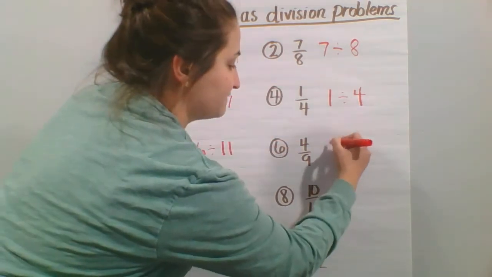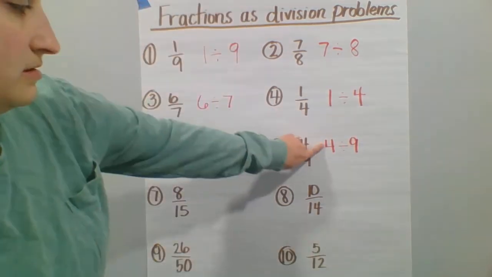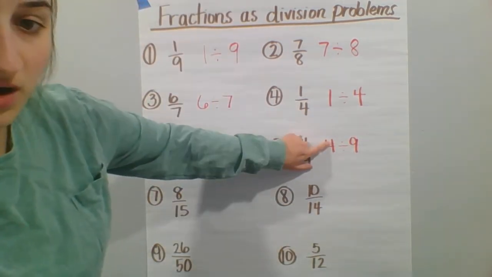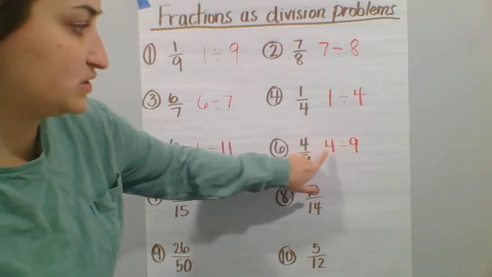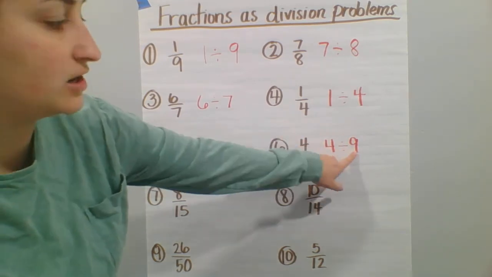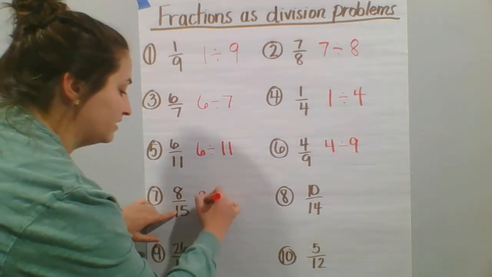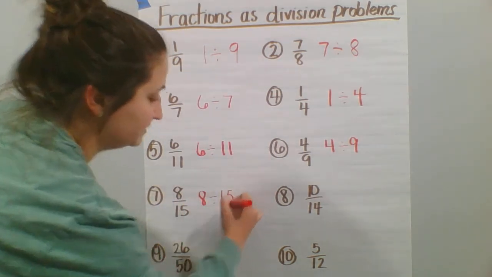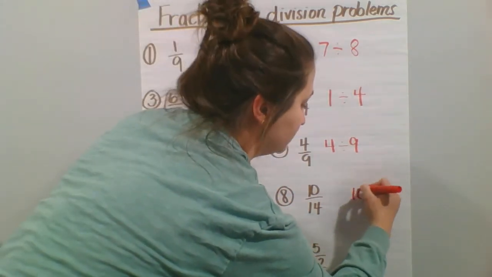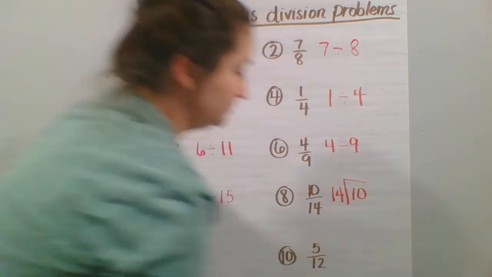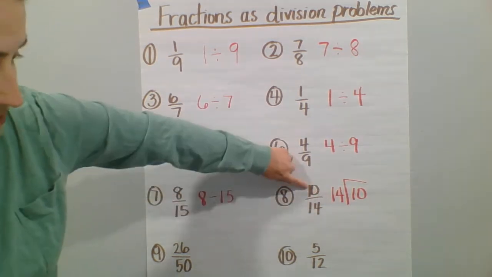Number 6, we have 4 divided by 9. So remember that first number, we're dividing the 9 by 4. So if we did this, it'd be this number on the inside, this number on the outside. So this is our dividend on the inside and our divisor on the outside. We have 8/15. 8 divided by 15. 10/14. You could also write it as 10 divided by 14. So this is our dividend on the inside, divisors on the outside, so dividend and divisor.